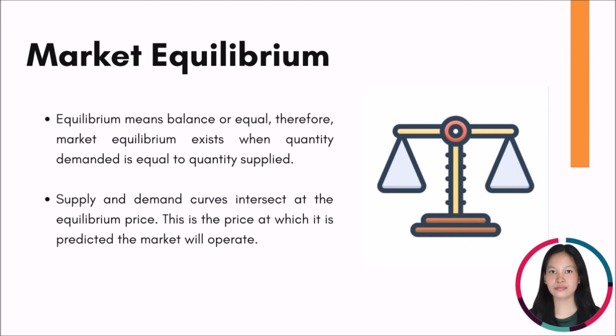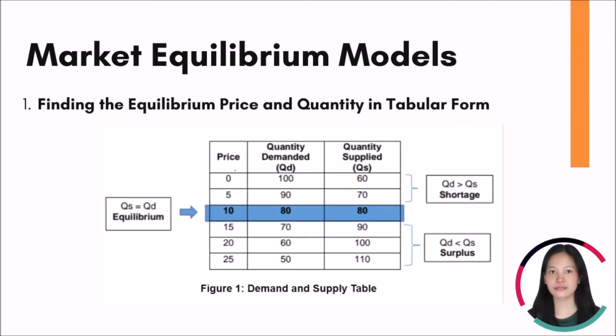If a market is at its equilibrium price and quantity, then it has no reason to move away from that point. However, if the market is not at equilibrium, then economic pressures arise to move the market toward the equilibrium price and quantity. Market equilibrium can be represented by the following models. The first one is by finding the equilibrium price and quantity in tabular form.